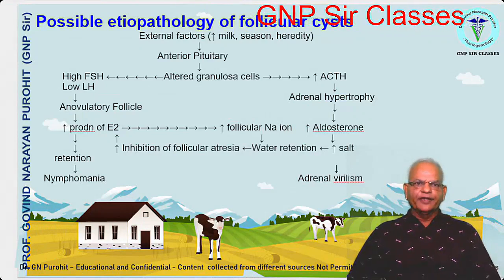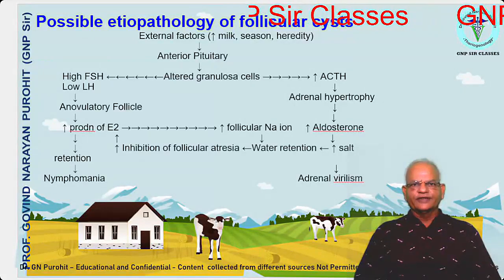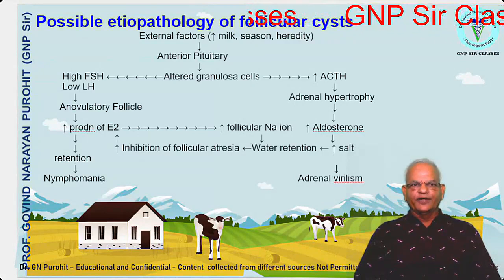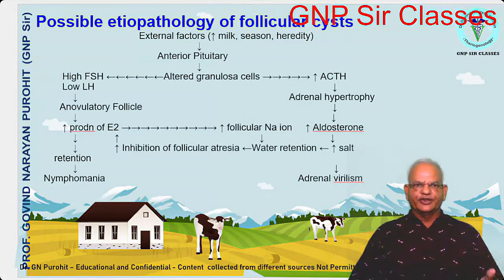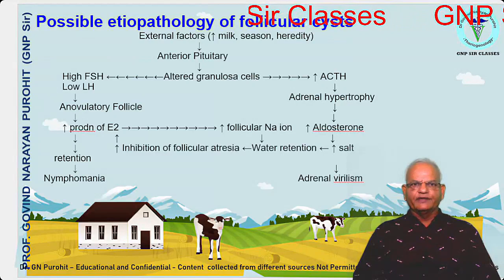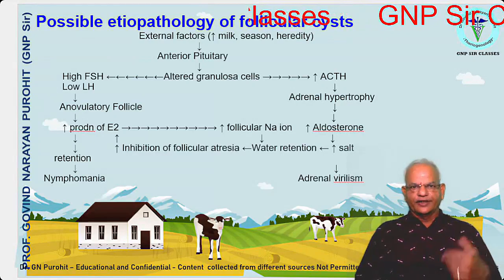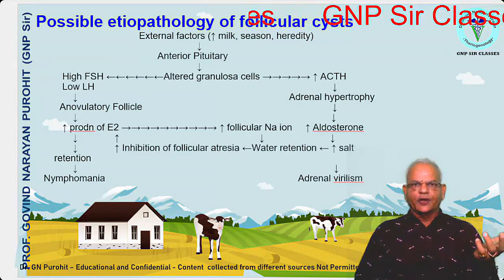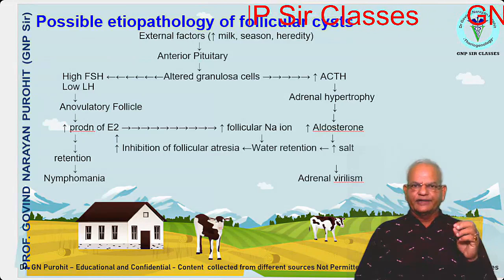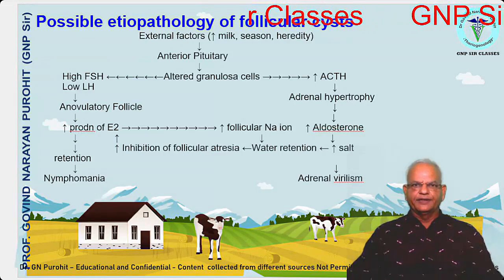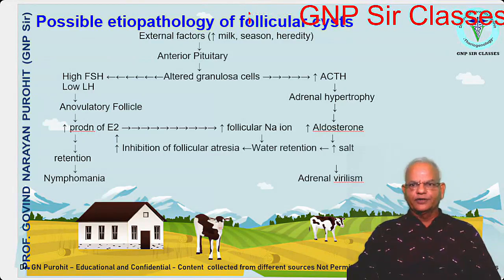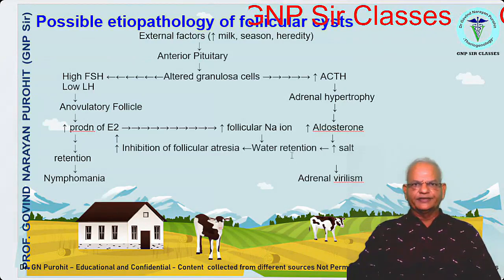The anterior pituitary, where there are altered granulosa cells, increased ACTH, high FSH and low LH. This leads to anovulatory follicle. This produces estrogen continuously, and this leads to inhibition of the follicular atresia. There is water retention and there is increased salt. This leads to adrenal virilism. And because of high production of estrogen, the animal will develop nymphomanic behavior. So this is the possible etiology for the development of the ovarian cyst.